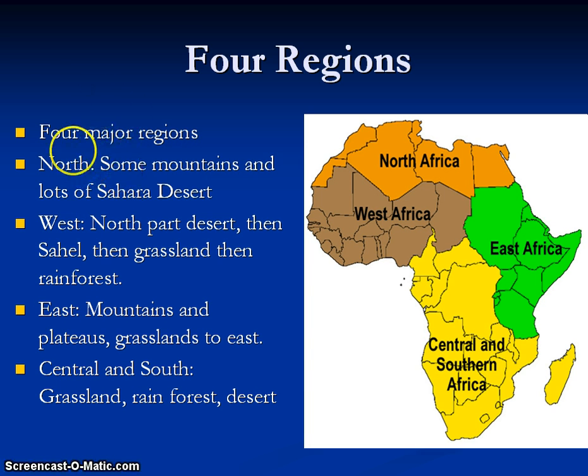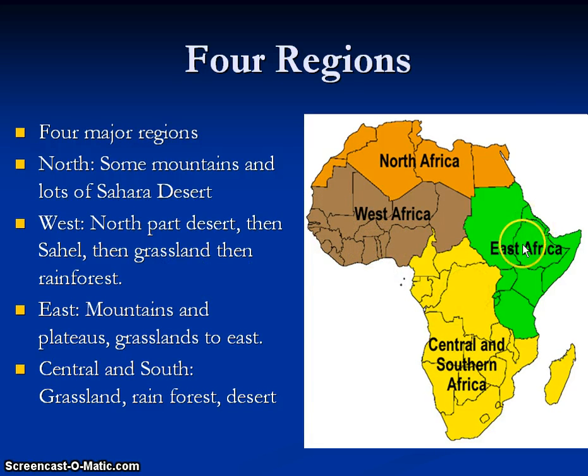So we got the North. In the northern part, there's some mountains and lots of the Sahara Desert all the way through here. They can really settle up on the plains, but not in the Sahara. Now in the west, the northern part is desert, up here again. And then there's the Sahel, which is the shore between the desert and the grasslands. And then there's grasslands, and finally you get rainforest down here.